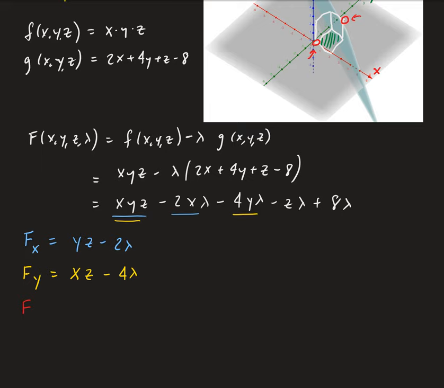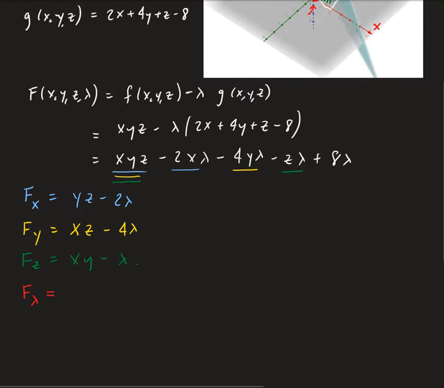Now we're going to take the partial of f with respect to z. We have a z here and a z here, so that's going to give us xy minus lambda, since we're treating z as the variable and everything else is a constant. Now we need to take the partial with respect to lambda. This has lambda, this has lambda, this has lambda, this has lambda. So taking the partial of f with respect to lambda leaves us with minus 2x minus 4y minus z plus 8.